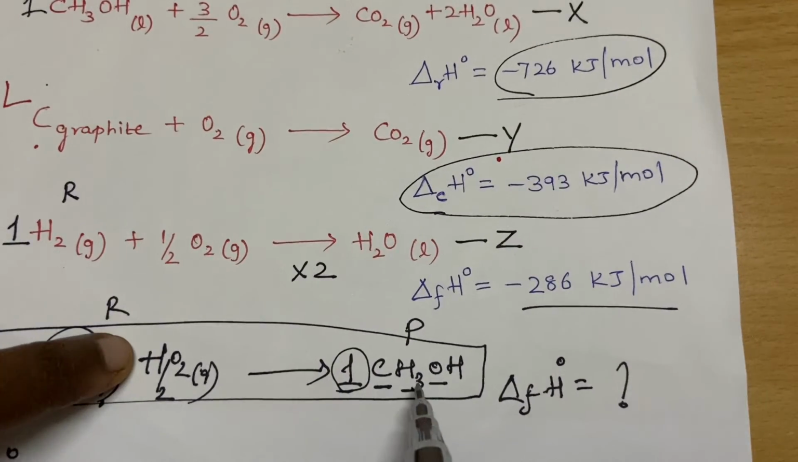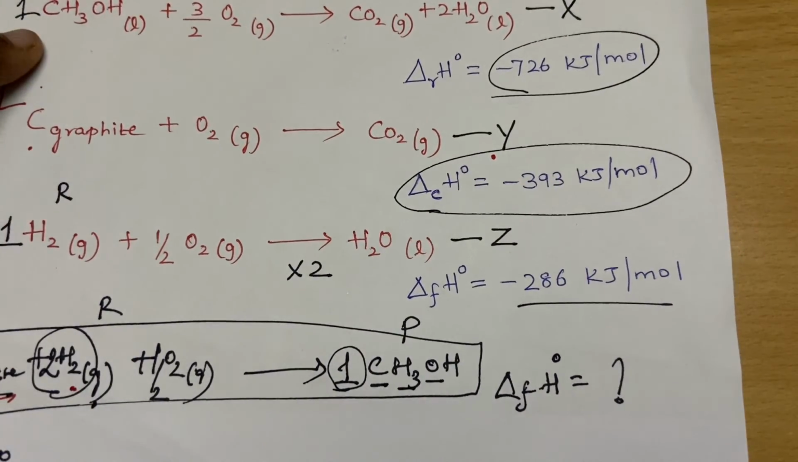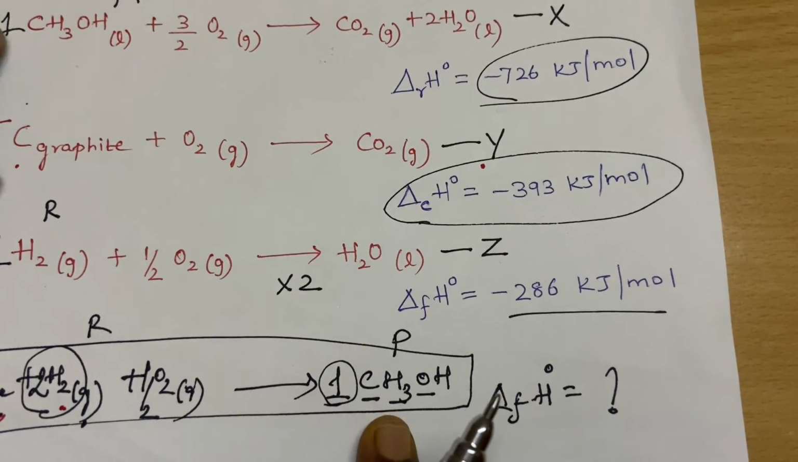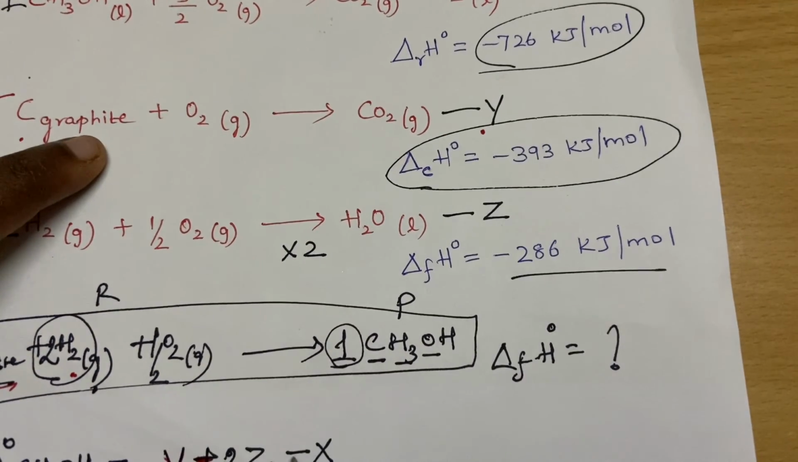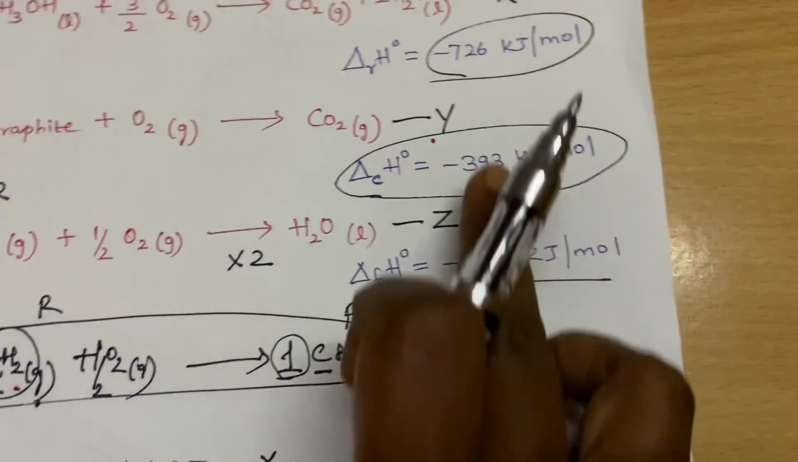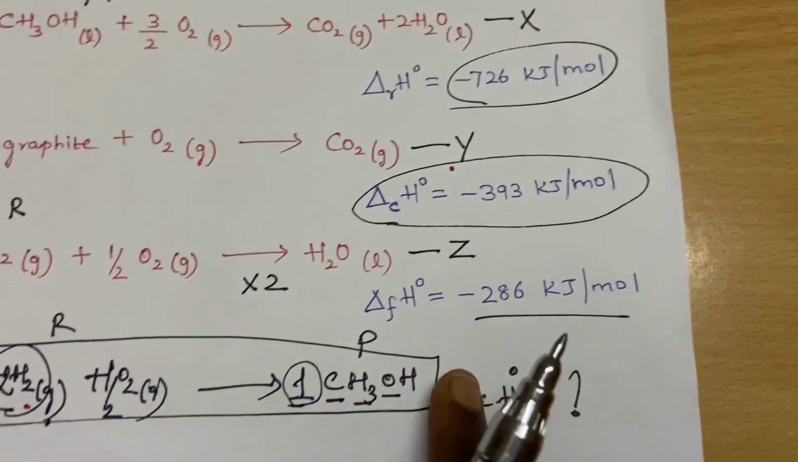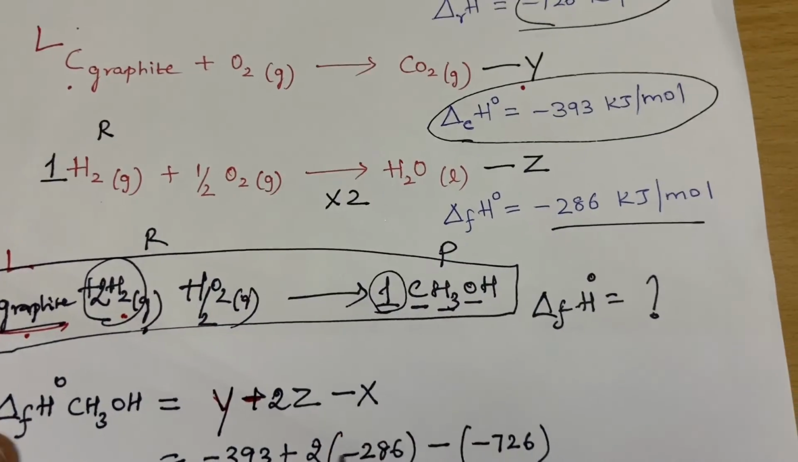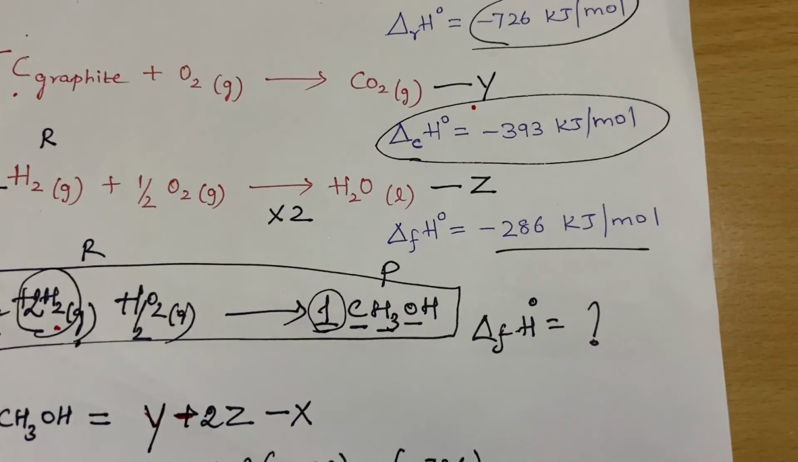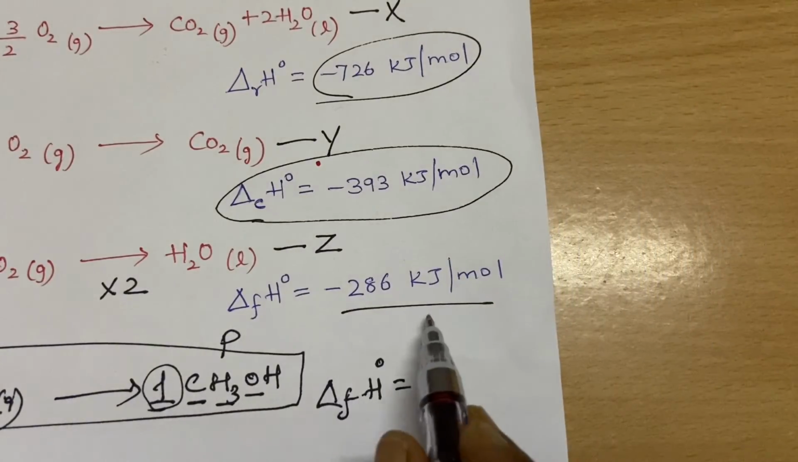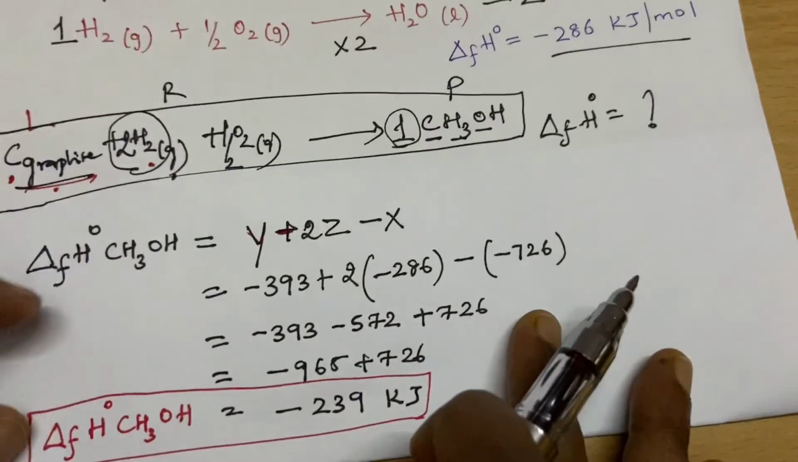Then coming to methanol, it is present on the product side and here it is on the reactant side, and here also 1 mole, here also 1 mole. So I am putting minus X. Then you have to take the values as they are. So 2Z means put 2 and the value of Z. That's all. If you solve this, the problem is solved.